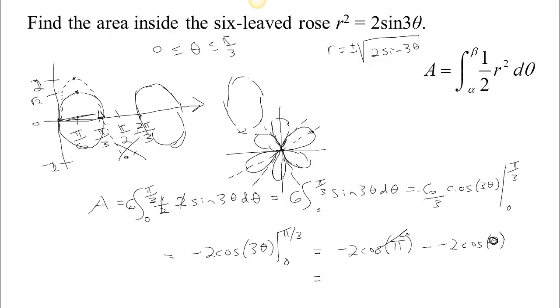Okay, now the cosine of pi is negative 1, and the cosine of 0 is 1. So negative 2 times negative 1 makes 2. Minus negative 2 would be plus 2. So the area is equal to 4.